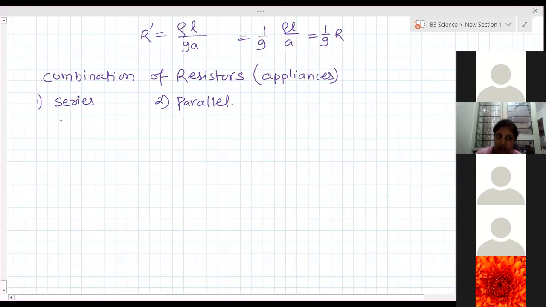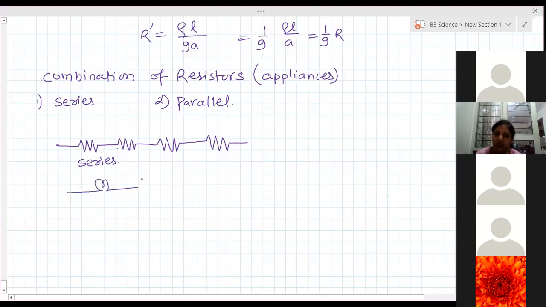When the resistors are connected one after the other. So this is one resistor, then a second resistor, third resistor, fourth resistor, like this, one after the other in one single path. If the resistors are connected one after the other, then such a combination is called series combination. For example, series bulbs. Series bulbs are connected one after the other, like this, right?